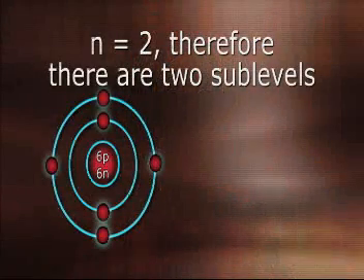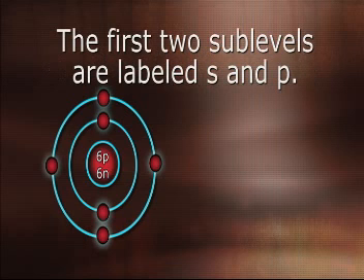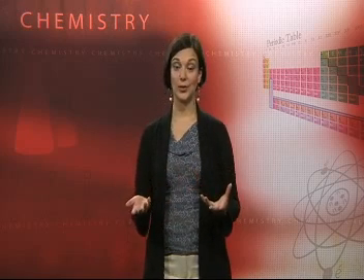The amount of sublevels is related to the principal quantum number, which in this case is 2. This means that the first 2 sublevels, labeled S and P, are present in the carbon atom. Since sublevel S has 1 orbital and sublevel P has 3 orbitals, we can conclude that there are 4 orbitals total.